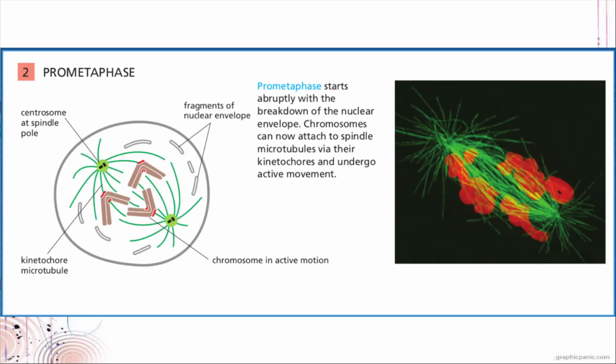Okay, we have the prometaphase. The prometaphase starts abruptly with the breakdown of the nuclear envelope, and chromosomes can now attach to the spindle microtubules via their kinetochores and undergo active movement. So the kinetochore is basically the one at the middle of the chromosomes.